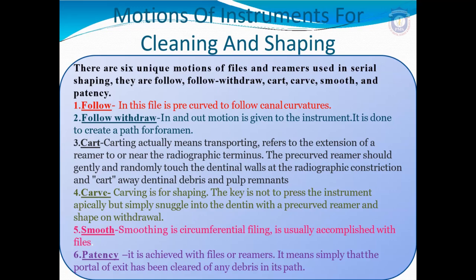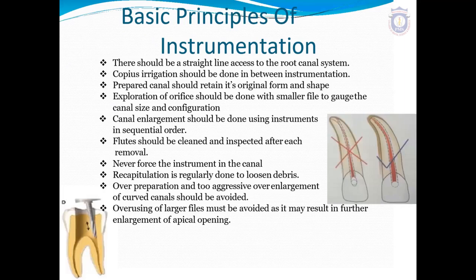In cart, carting actually means transporting, and refers to the extension of a reamer to or near the radiographic terminus. The pre-curved reamer should gently and randomly touch the dentinal walls at the radiographic constriction and cart away dentinal debris and pulpal remnants. Carve. Carve is for shaping. The key is not to press the instrument apically, but simply snuggle into the dentin with a pre-curved reamer and shape on withdrawal. Smooth. Smoothing is circumferential filing. It is usually accomplished with files. Patency. It is achieved with files or reamers. It means simply that the portal of exit has been cleared of any debris in the path.